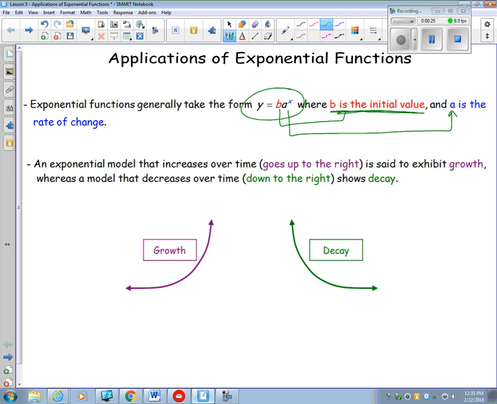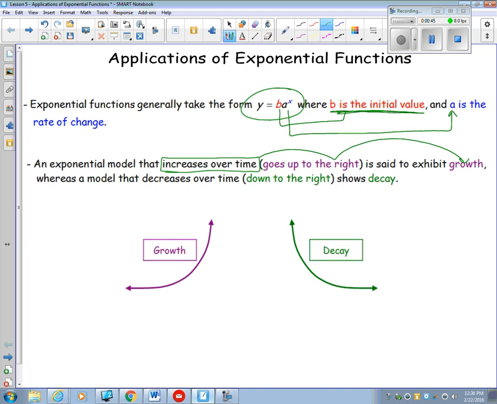How it's changing. Is it doubling? Is it tripling? Is it increasing by a percentage? And it could increase or it could decrease, and we'll have to deal with that when we get to them. And we've talked about exponential models, ones that increase over time. We said those are increasing functions, and they go up to the right. We're going to call those growth. Okay? They're growing over time. I think the purple one here.